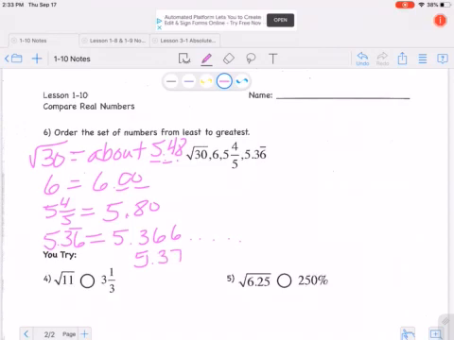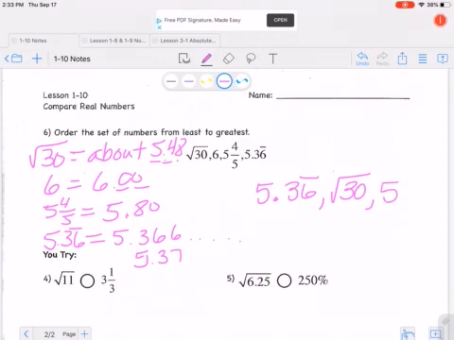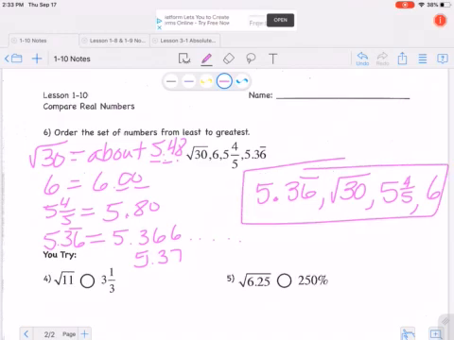So now I just have to order those from least to greatest and use the original numbers. The smallest number would be 5.36 with the repeating sign over the 6. Then I would have my square root of 30, and I'd have 5 4/5, and then I'd have 6. And that would be my final answer.